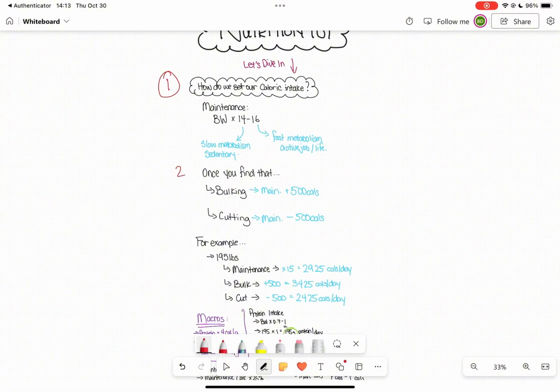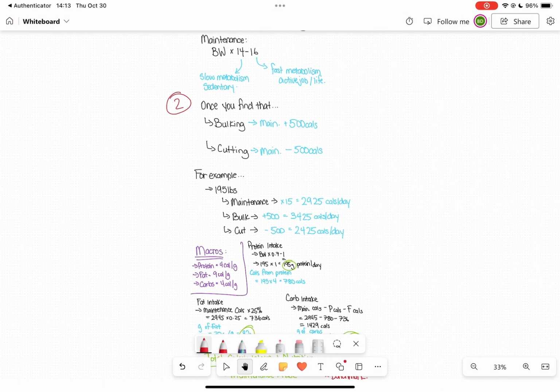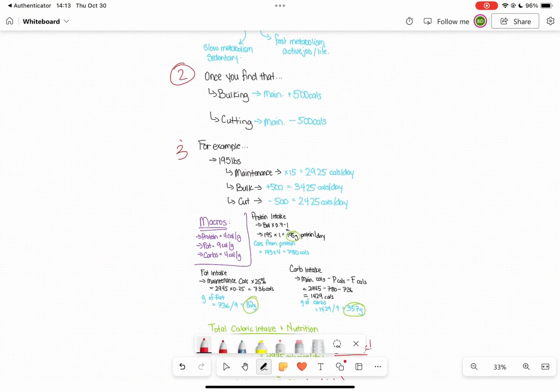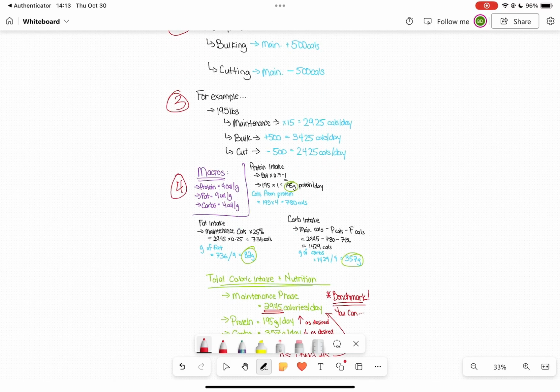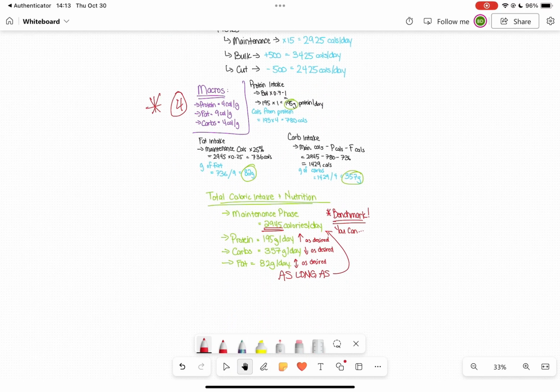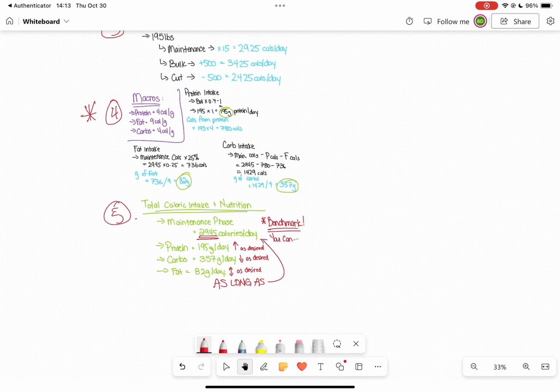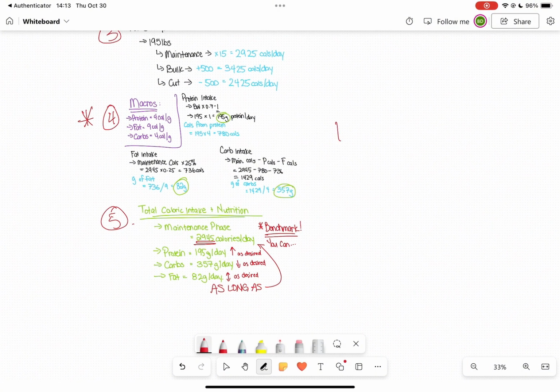But these are your critical phases. 1, find your caloric intake. 2, increase or decrease by 500 calories if you want to bulk or cut, or keep the same if you're maintaining. Then we're going to calculate how many calories we're going to be eating for the day, figure out the specific intakes according to your macronutrients, and then number 5 is just going to be to determine what those numbers are, manipulate them as needed, and that's really it, guys.